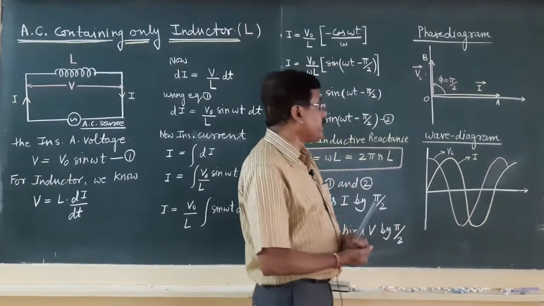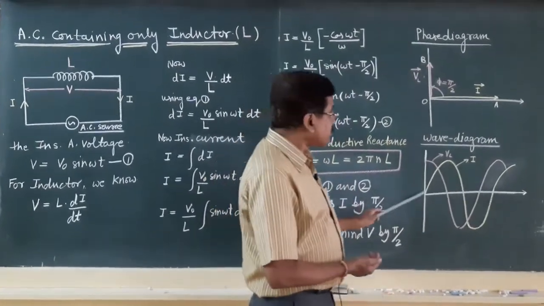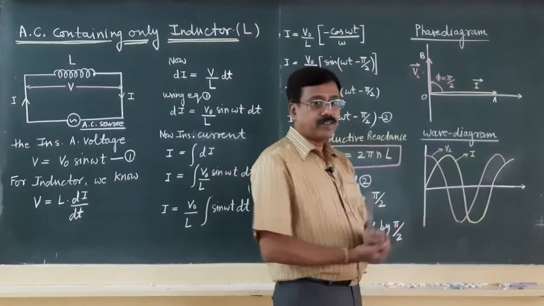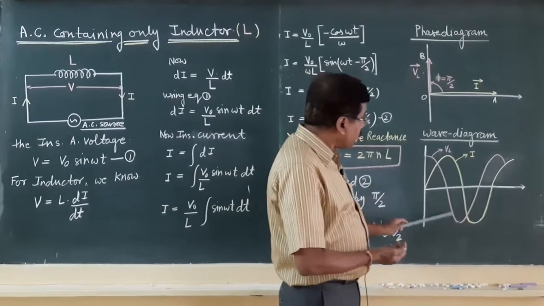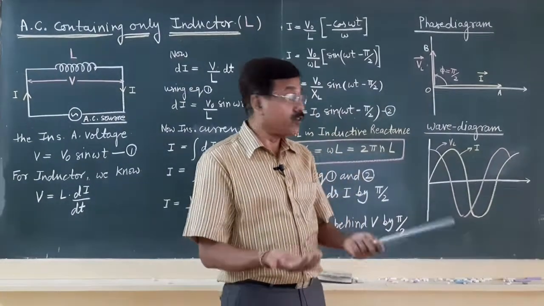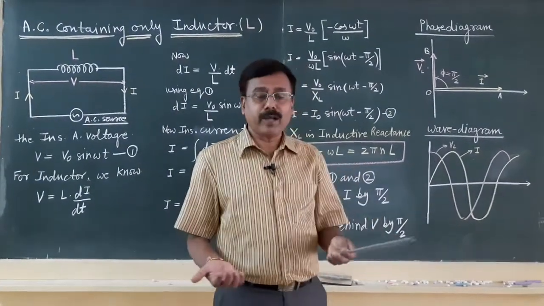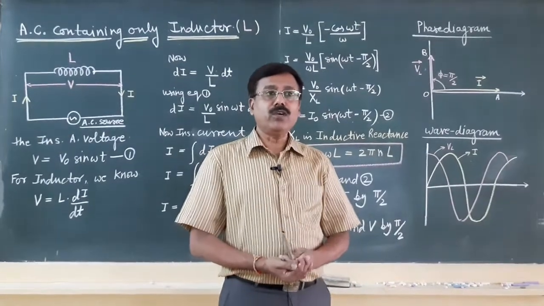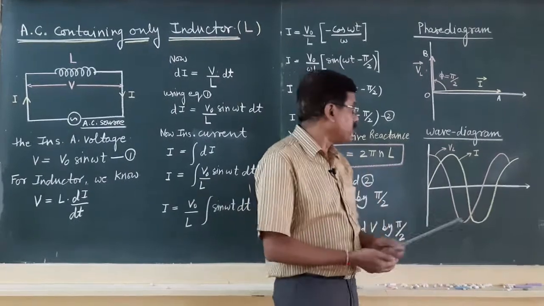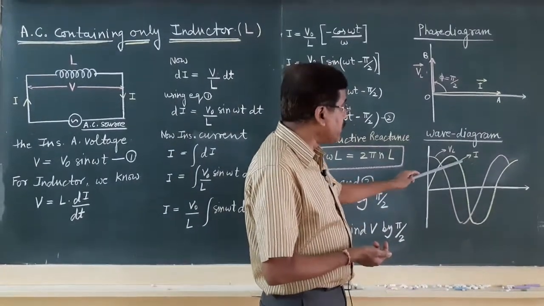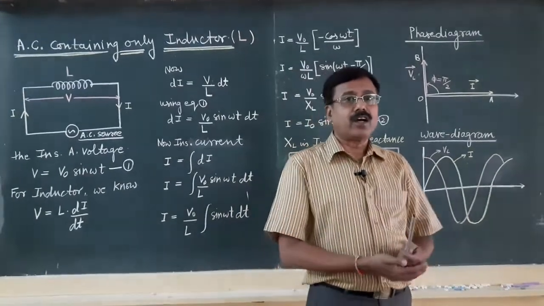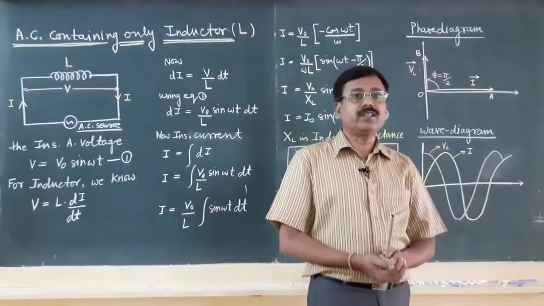Now, if you come to the wave diagram, the yellow curve represents the current and the pink curve represents the voltage drop across the inductor. You know voltage leads current by pi/2, and you also know the cos function always leads the sine function by pi/2. So it is very clear the voltage leads current by pi/2. Current always lags voltage by pi/2.